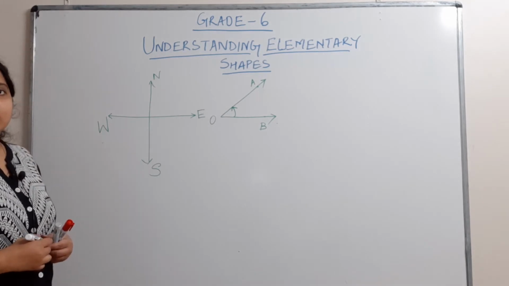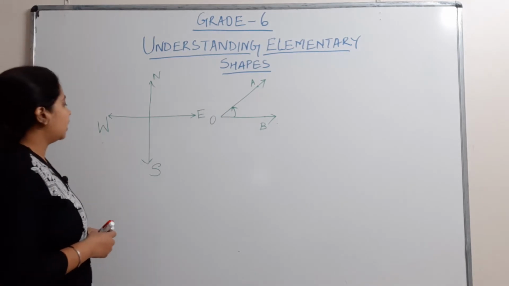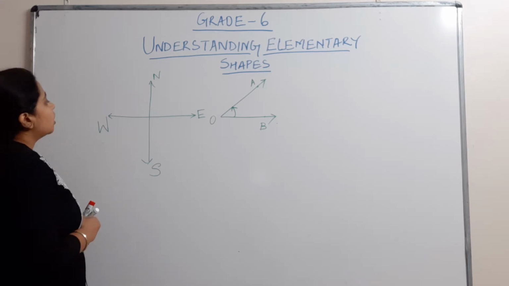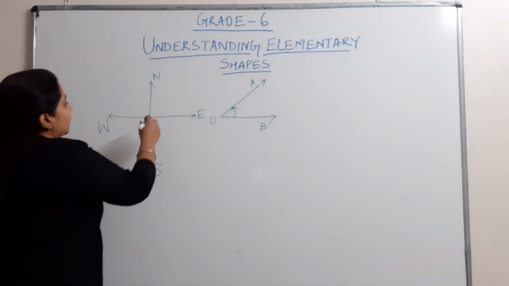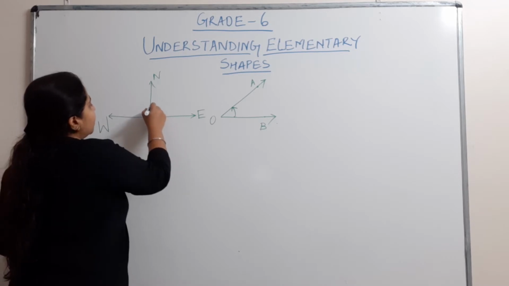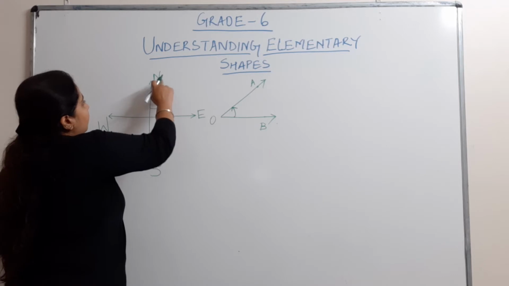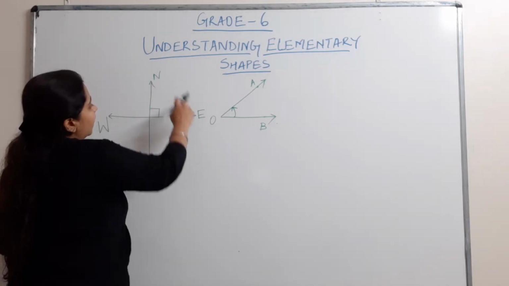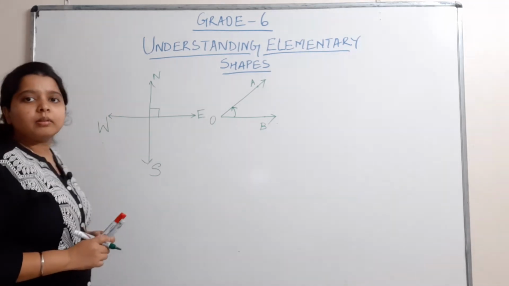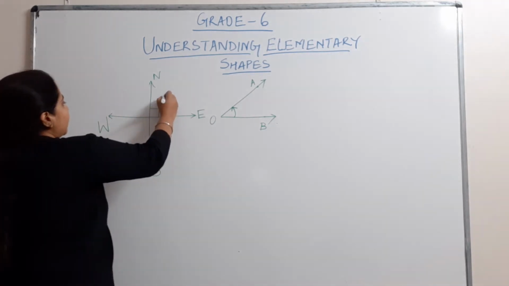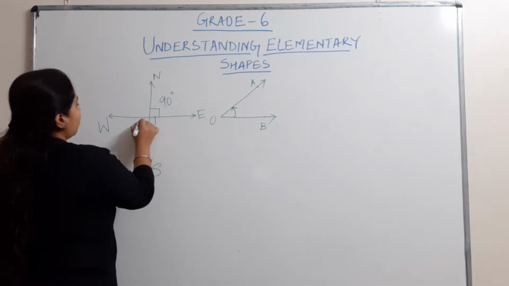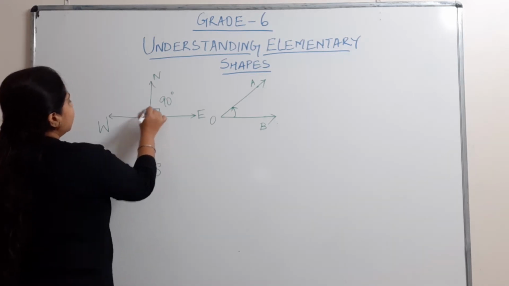Okay. So when we talk about the directions, you see that each direction is perpendicular to the other. That means between north and east, there is an angle of 90 degrees. That means they are perpendicular. Same is the case with all the adjacent directions.